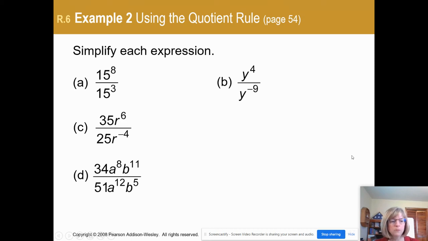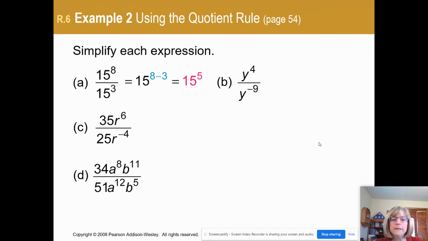In this video, we will go over some examples of simplifying expressions using the quotient rule. So example A, we can think of that problem as 15 times itself 8 times, divided by 15 times itself 3 times. So if we think in terms of how many pairs of 15s, numerator and denominator, can we match and cancel, we can match and cancel 3 pairs, and that would leave us with 5 15s in the top of our fraction. Or we could use the quotient rule, which says take the top exponent and subtract the bottom exponent. And so here we have 15 to the 5th power.